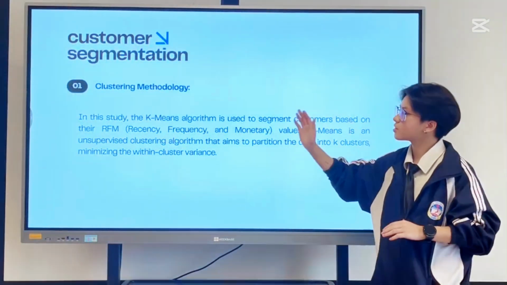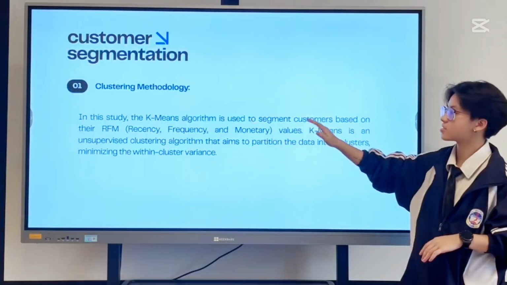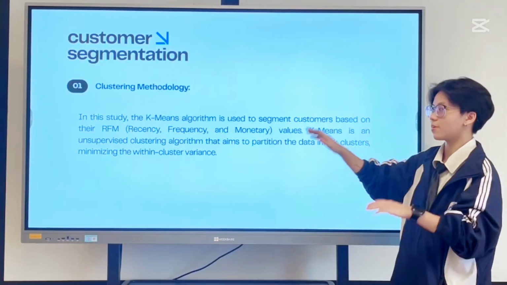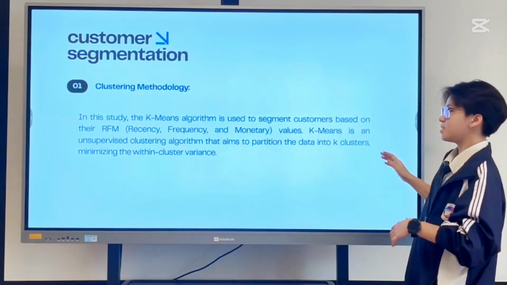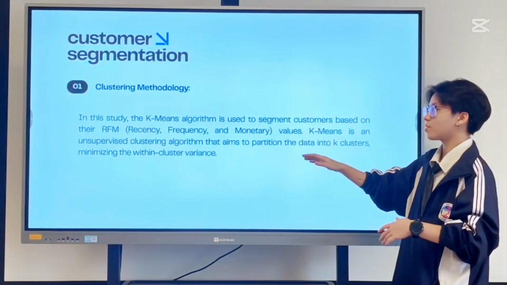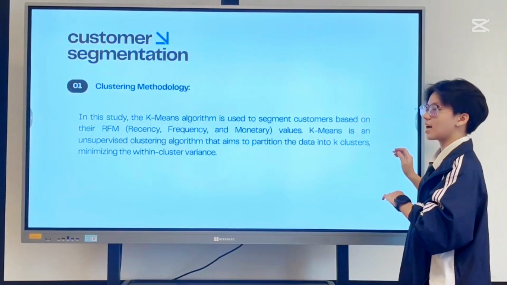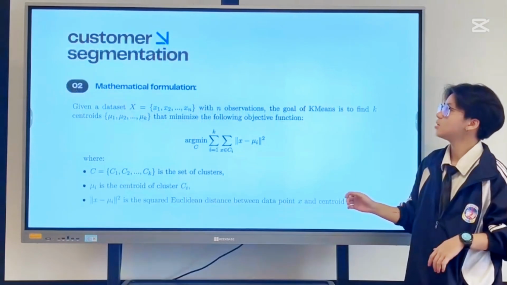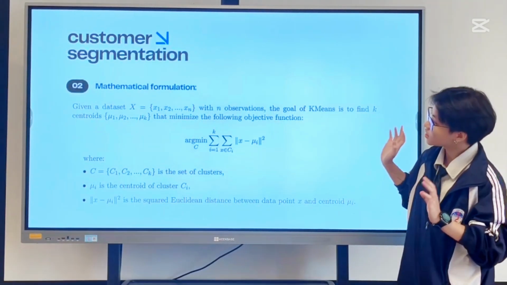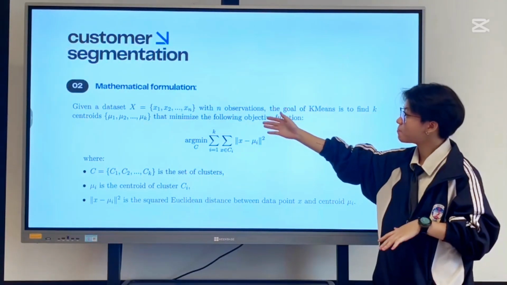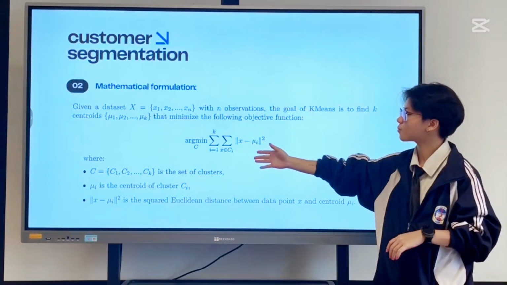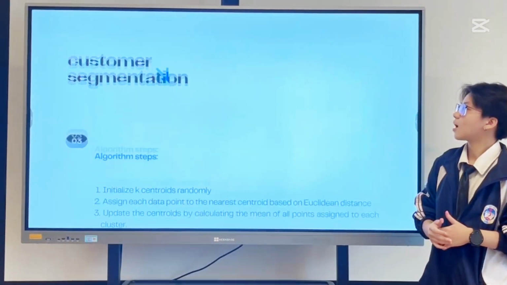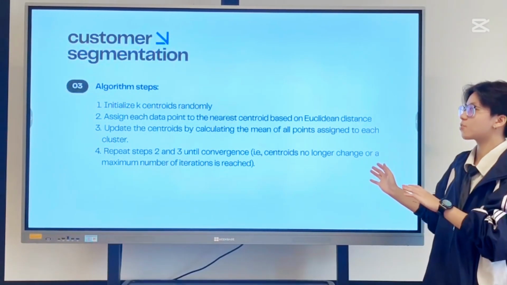Firstly, we are doing the clustering methodology. In this study, the K-means algorithm is used to segment customers based on RFM, as we said before. K-means is an unsupervised clustering algorithm that aims to partition the data into K clusters, minimizing the within-cluster variance. Secondly, we have the mathematical formulation, as we see here, and we can see how we do the clustering. After that, we have the series of algorithm steps.